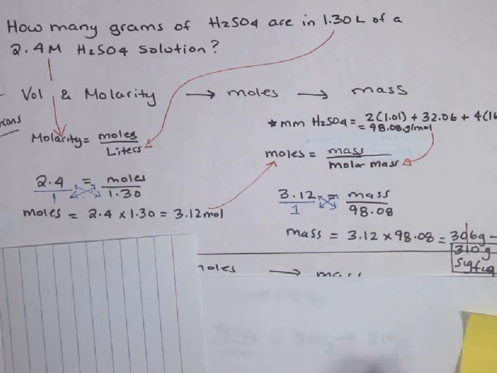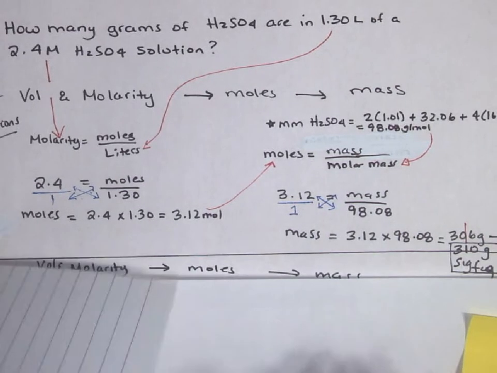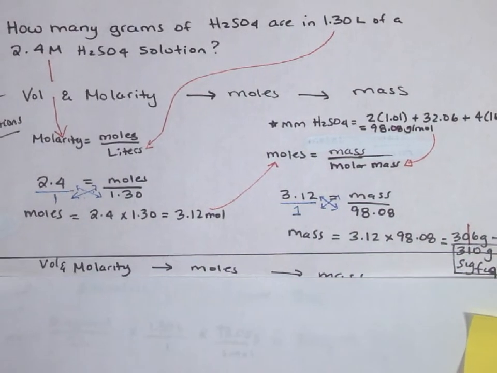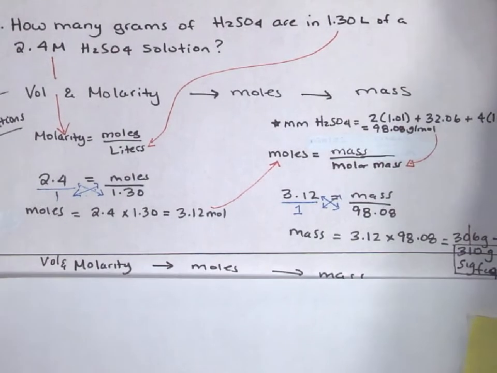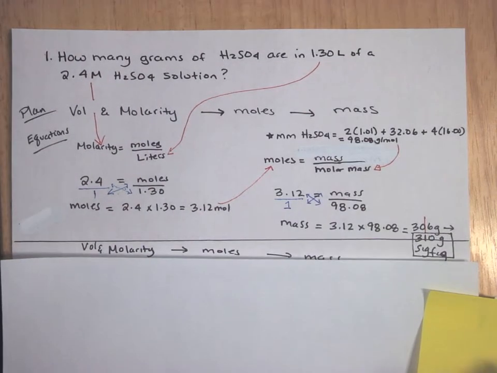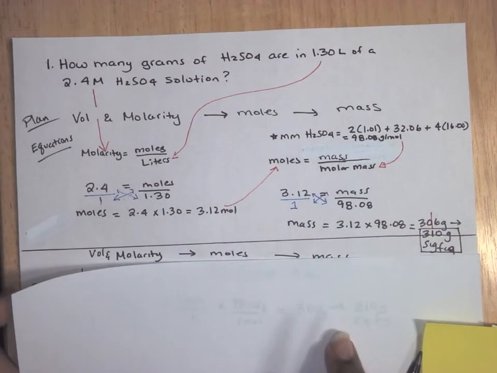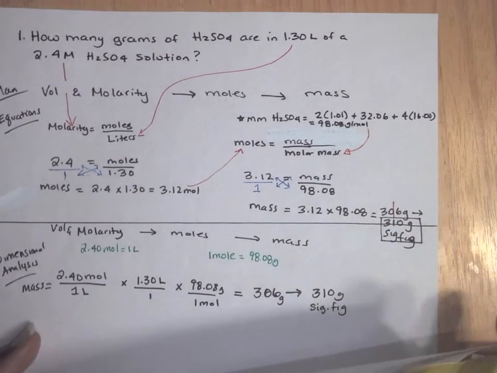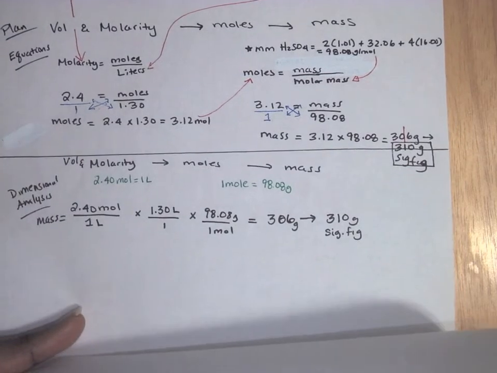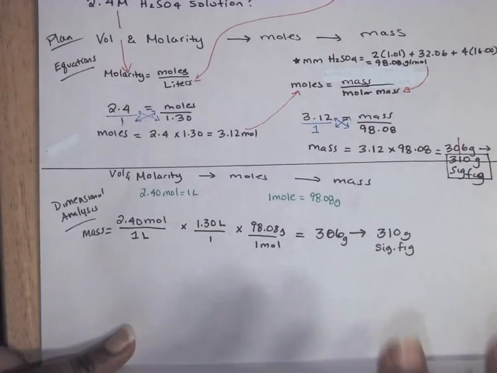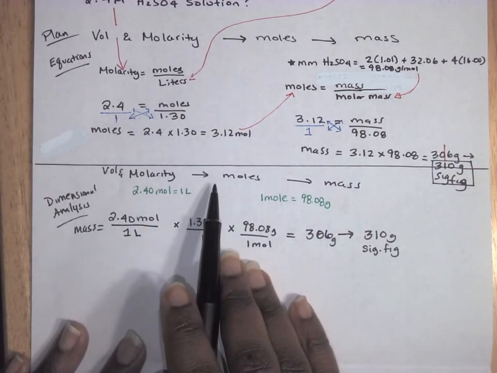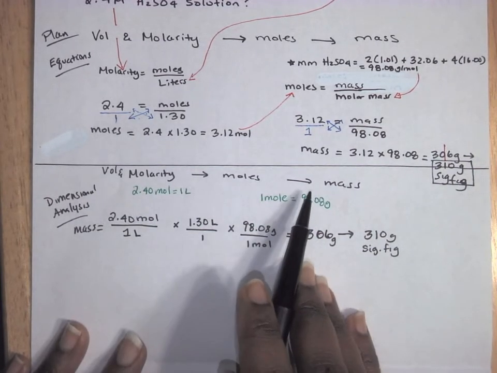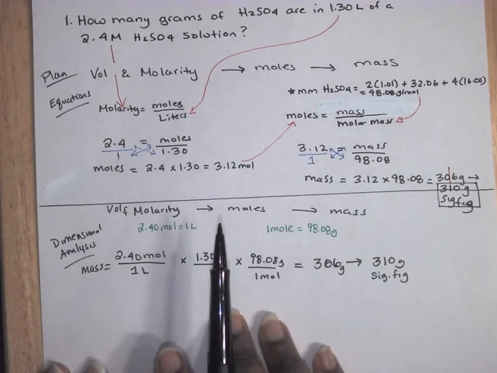Okay, so this is the work for solving this using equations. Well, what does it look like using dimensional analysis? So dimensional analysis, it's the same plan. We start with the volume and molarity, and then we convert it to moles, and then from moles to mass. So the same thing that we did up here for this problem.